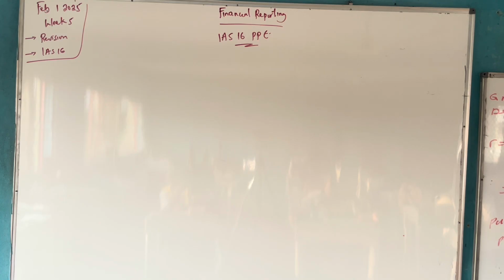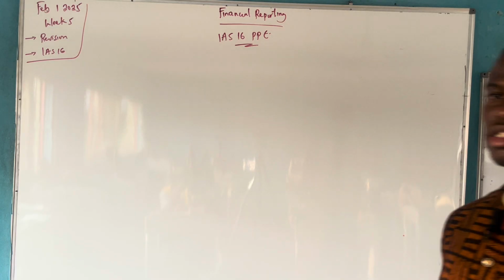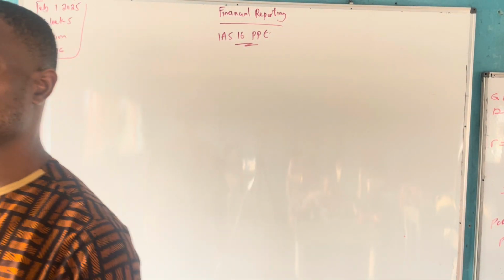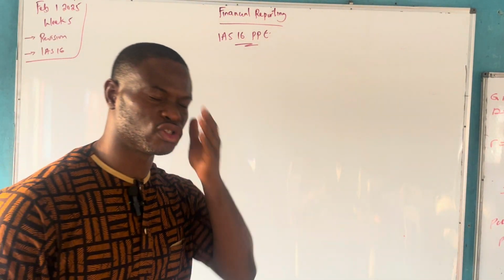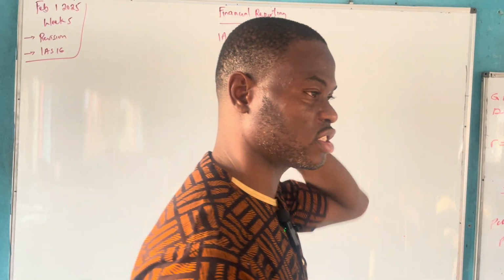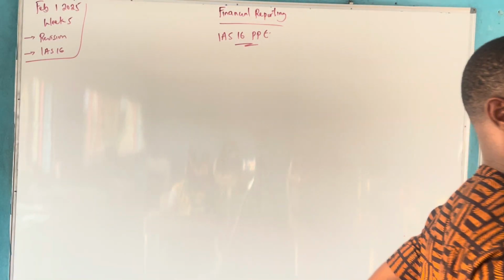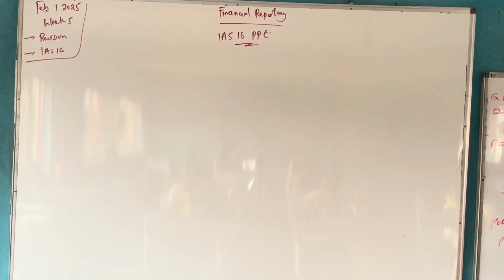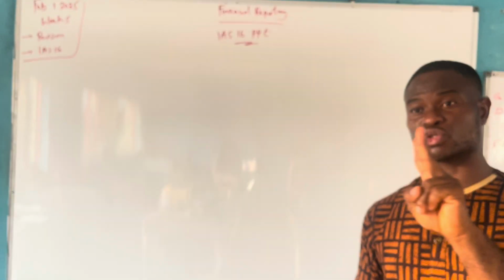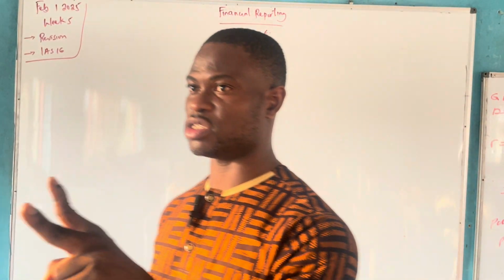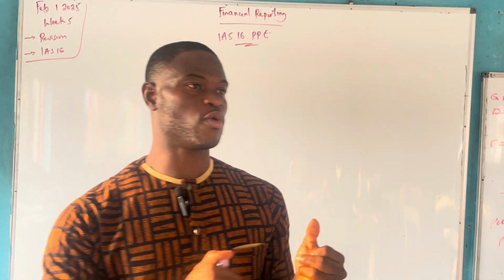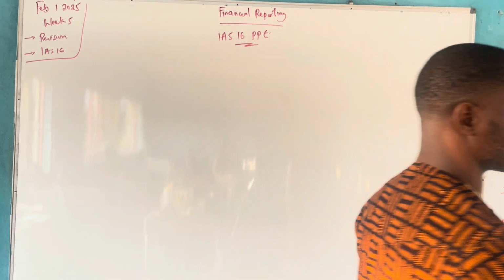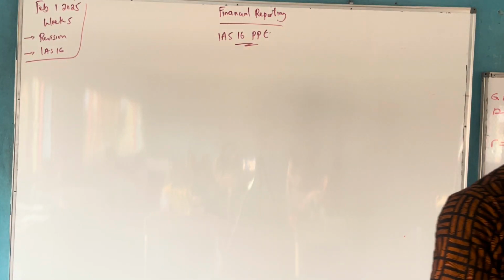Then we went on to subsequent measurements. For subsequent measurements, we said there are 2 bases for doing this. There are 2 models for determining subsequent measurement, because subsequent measurement is the measurement at the end of the year. And there are 2 formulas for doing this. We have the cost model and we have the revaluation model.